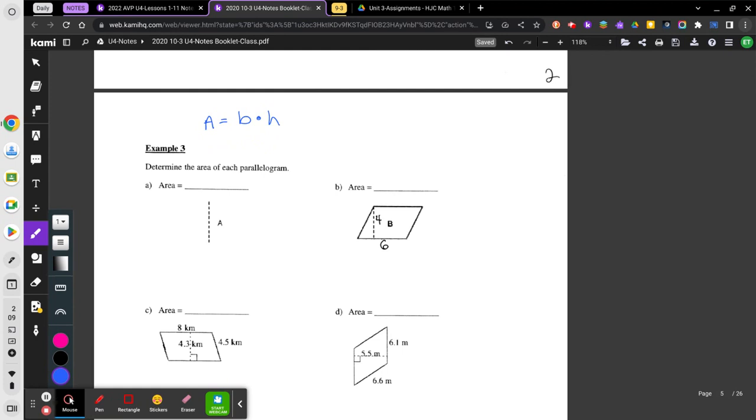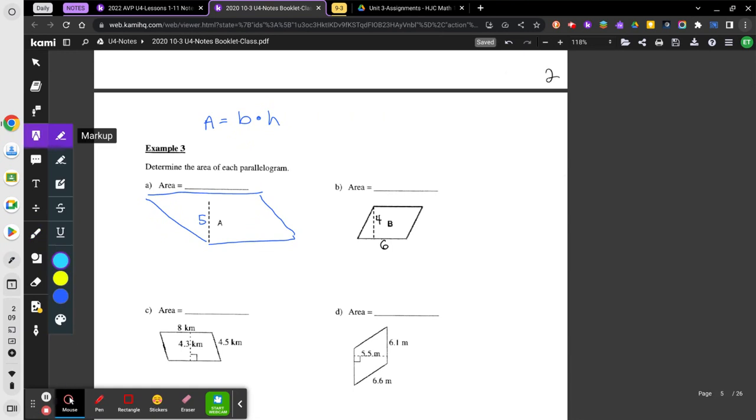If we take a look at this one, there's supposed to be a grid there, but you guys can't see it. It looks like this, and it goes down like this and over. It's got A as the height, and A as the height is 5. Now the length, that's going to be this line right here. That's your base. So your base or your length is going to be 8.